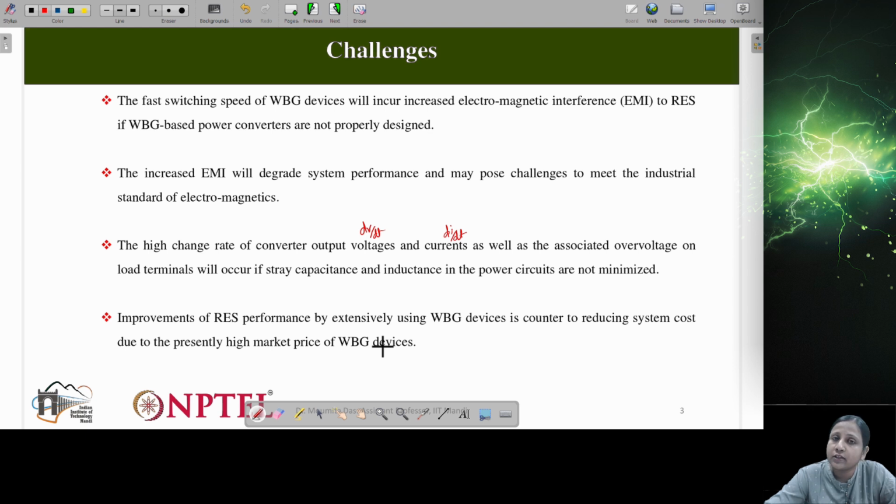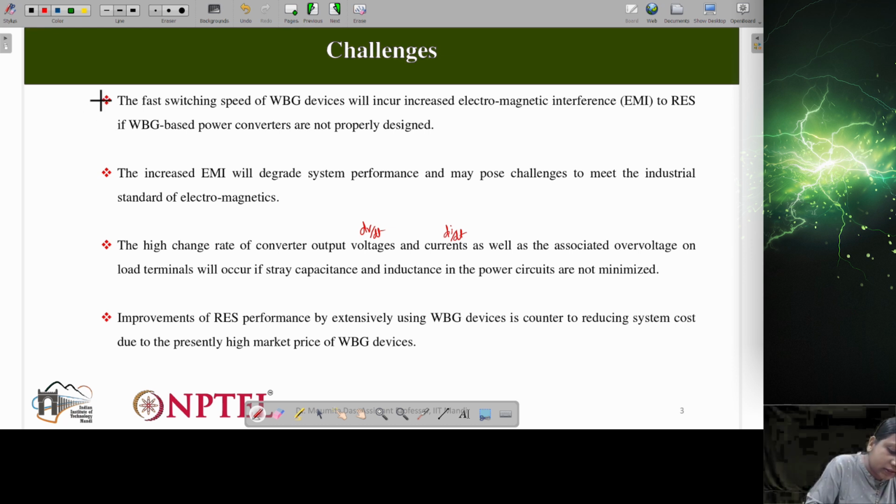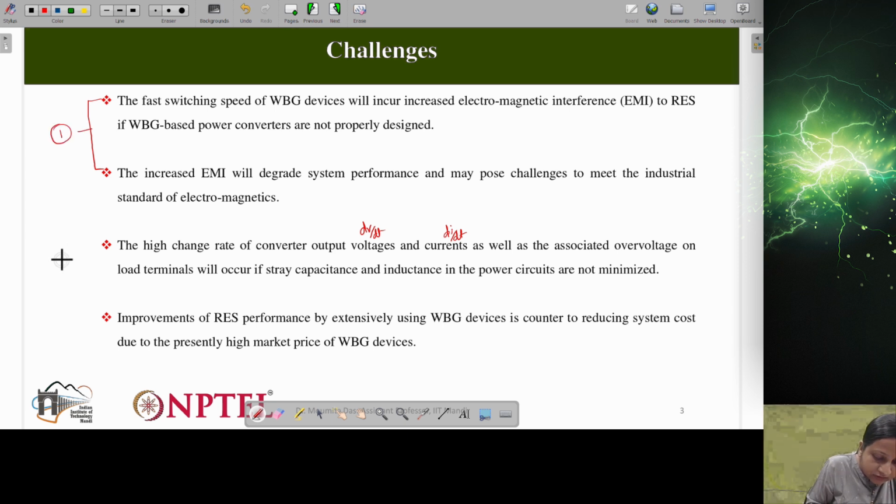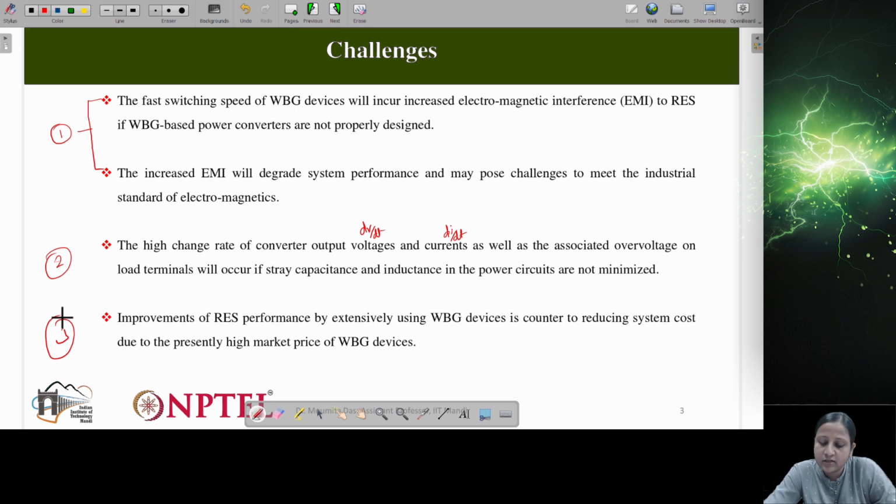But the advantage of these devices is the reduction of passive component cost, and the requirement of a heat sink can be minimized, so that overall system cost can be reduced, right? So this is another disadvantage. So mainly three disadvantages here, not disadvantages, basically challenges you can say. We need to solve these three. One is EMI, another is dV/dt and dI/dt.